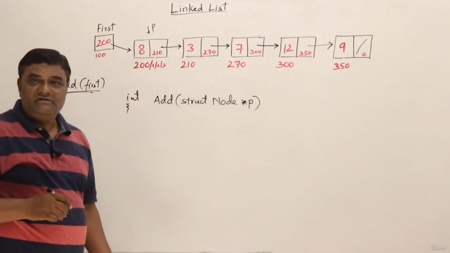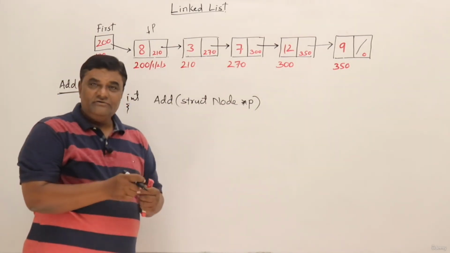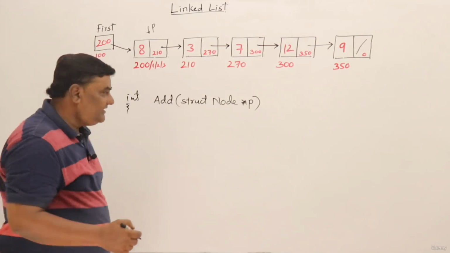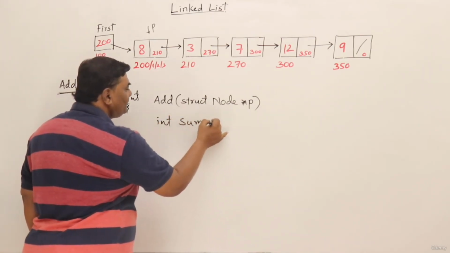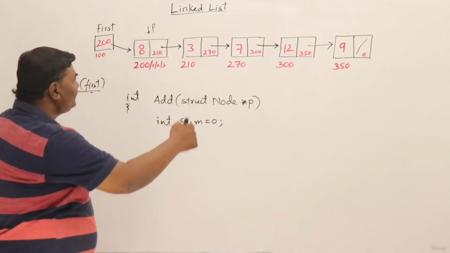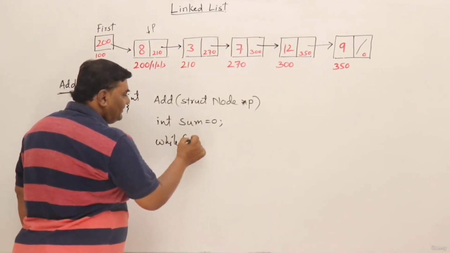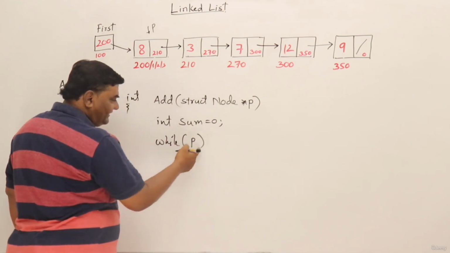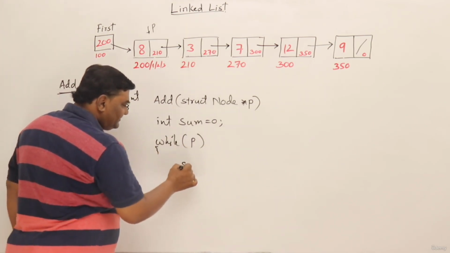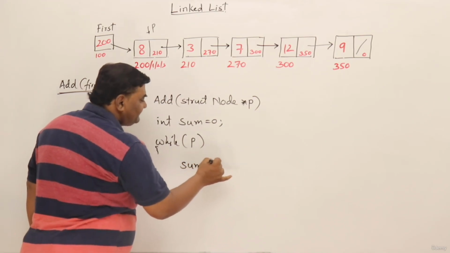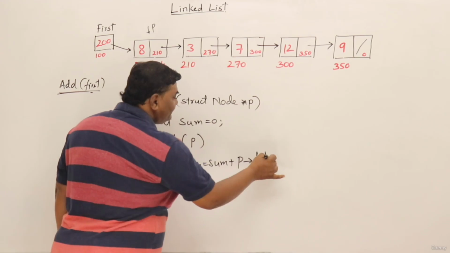Now what should I do here? I should traverse through all the nodes and go on adding the values. For adding the values, I should have one variable. Let us call it sum, and sum is 0. How to traverse all these? Using a loop, as we have been doing: while p not equal to null. And every time, sum assign sum plus p's data.